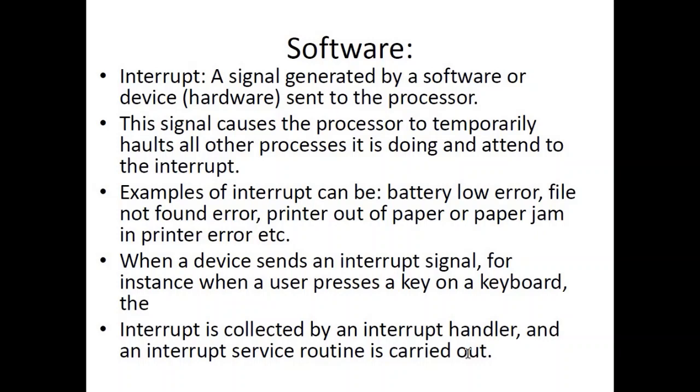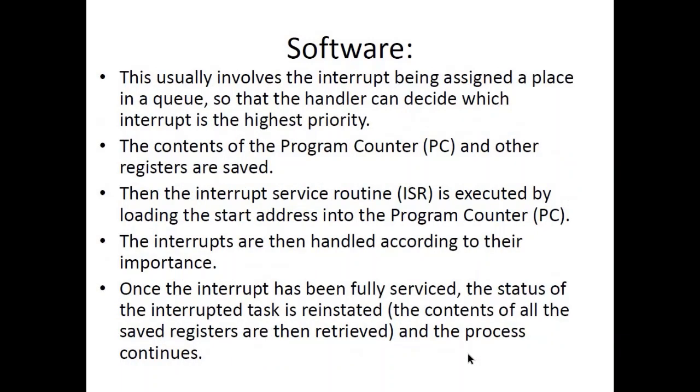When a device sends an interrupt signal, for instance, when a user presses a key on a keyboard, the interrupt is collected by an interrupt handler and an interrupt service routine or ISR is carried out. This usually involves the interrupt being assigned a place in a queue so that the handler can decide which interrupt has the highest priority. The contents of the PC (program counter) and other registers, such as MDR and MAR, are saved, and the CIR is saved. Then the interrupt service routine ISR is executed by loading the start address into the program counter. The interrupts are then handled according to their importance.